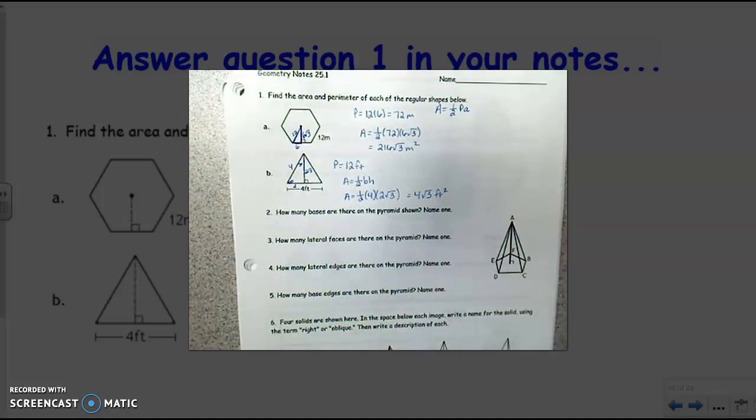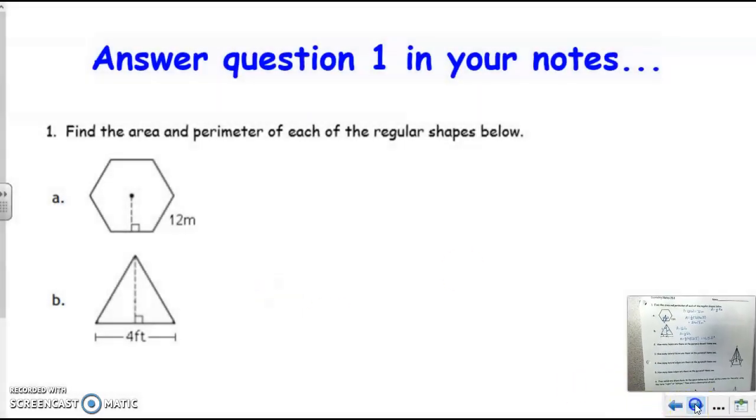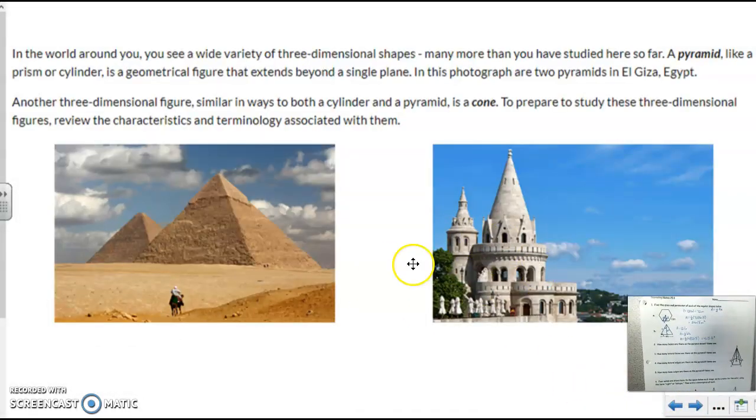Now we're going to need this in order to find the volume, and even if we were finding the surface area of pyramids, and because pyramids can be different, they all depend on the shape of the base. So you've talked about pyramids. You've seen them before. A pyramid, like a prism or a cylinder, is a geometric figure that extends beyond a single plane. A cone, like a cylinder, is a three-dimensional figure that extends beyond a plane. And so here is kind of a picture of a cone.